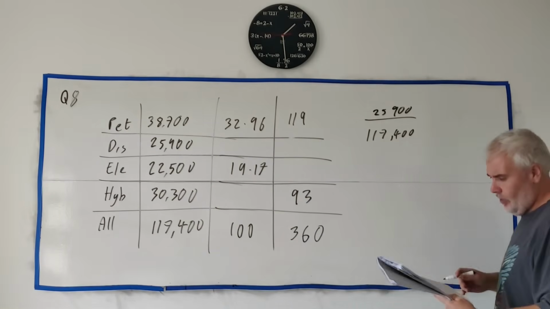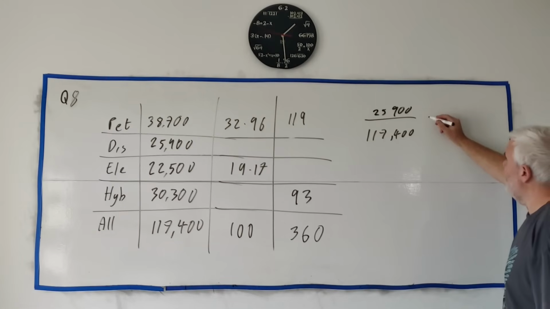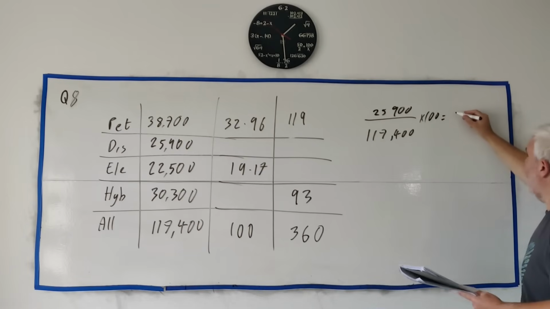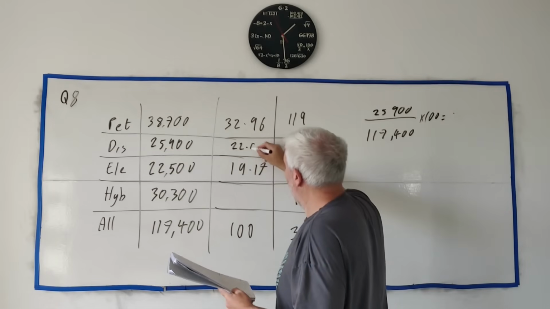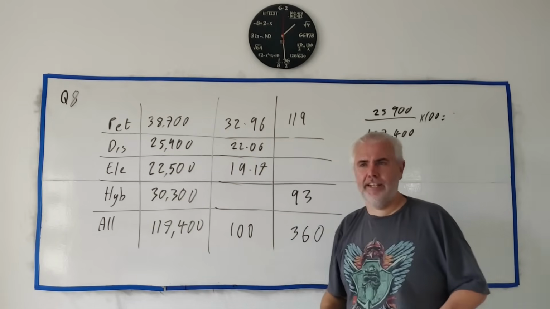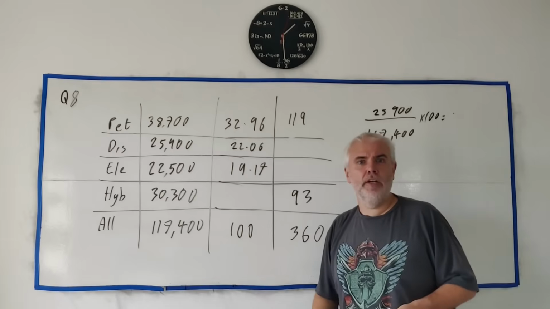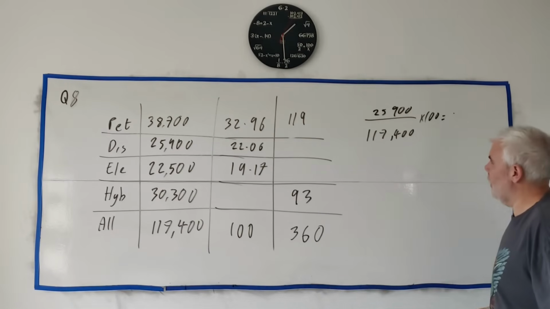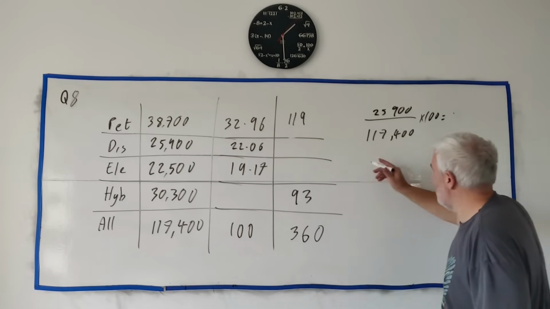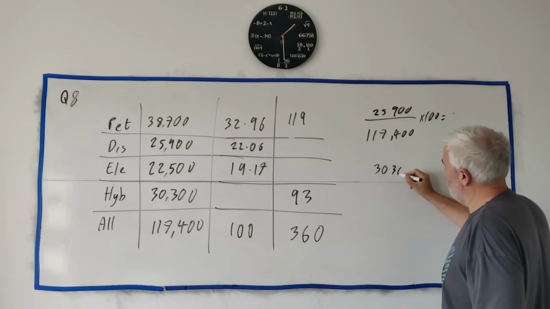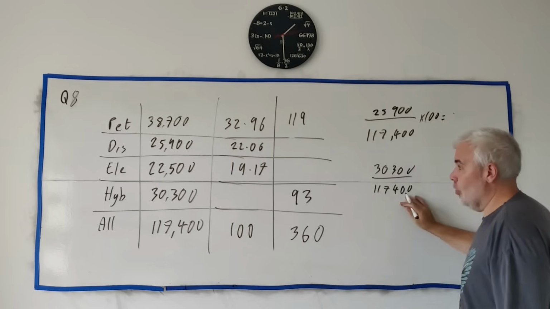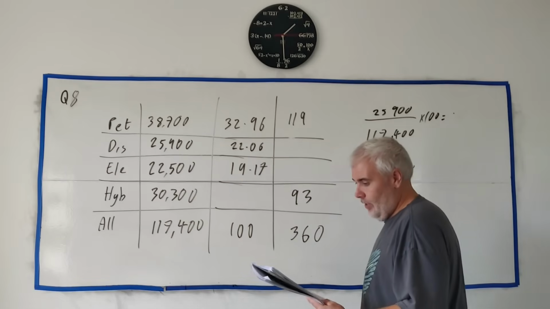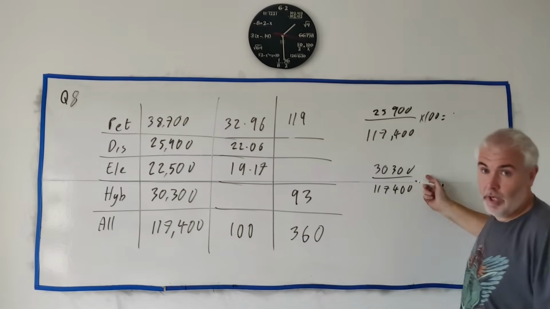You put this into your calculator. Let's multiply this by 100 to get the percentage as well. I get 22.06. I don't have the exact numbers, I've already rounded off to 2 decimal places. Apologies for that. Similar for hybrid: 30,300 divided by 117,400. If you forget to multiply by 100, it's okay. Your calculator will tell you 0.25, and you can just move the decimals in your head.